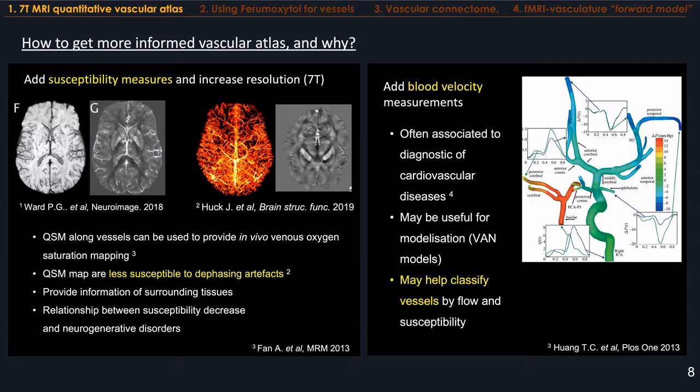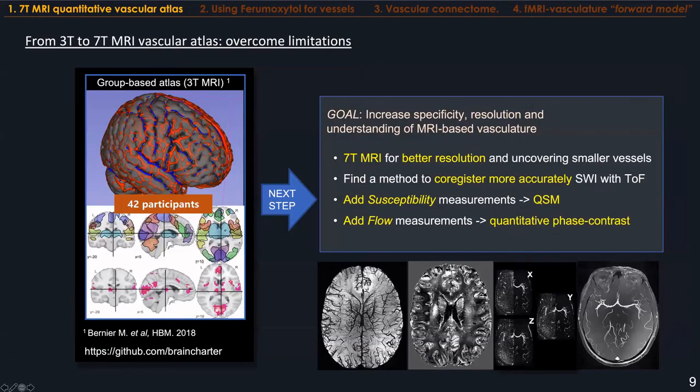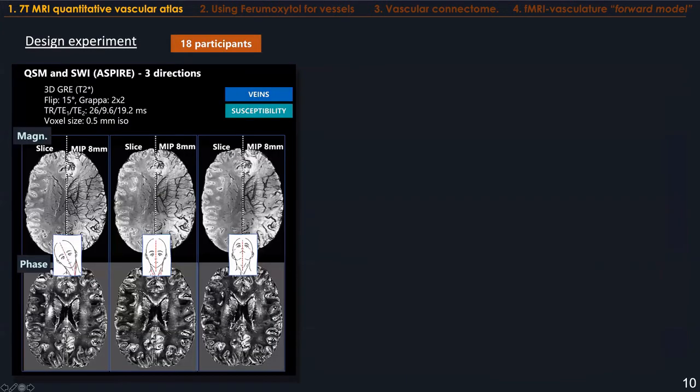Like I said, in time of flight, there might be some veins remaining, and in SWI, there might be some holes and breaks. And using flow, we can maybe infer the nature of the vessels that we're looking at more accurately. So basically here, the goal was to use 7T to make the new version of the atlas, employ QSM and quantitative phase contrast to get susceptibility and flow, and find a method to co-register those modalities more accurately. So in order to do this, we use QSM.